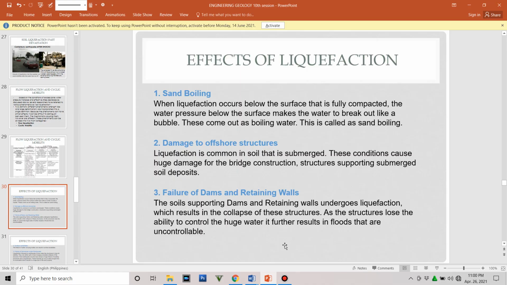And then secondly, we have the damage to offshore structure as an effect. So liquefaction is a common in soil that is submerged. These conditions cause huge damage for bridge constructions, structures supporting submerged soil deposits. Yung mga submerged. Usually yung bridge, of course, submerged yung foundation niya. Meaning, there is a phreatic zone. Okay? So, remember the phreatic zone? May portion na may groundwater table.